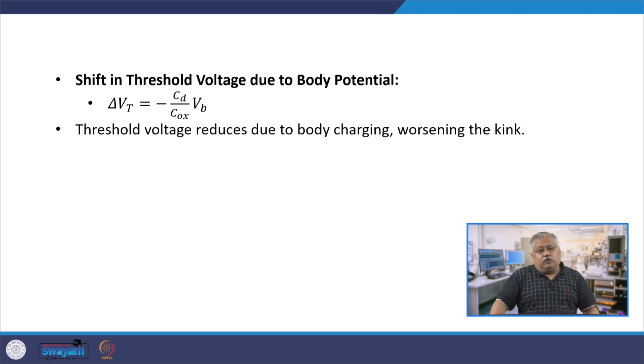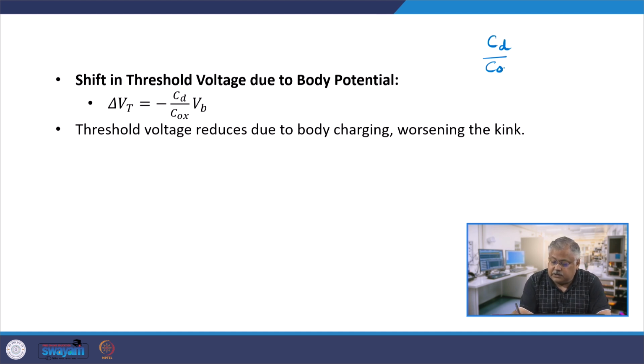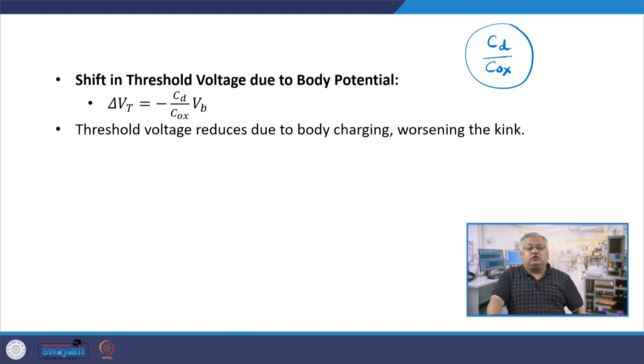The change in the threshold voltage, just note down the equation at this stage, is delta VT equals minus CD by Cox into VB, where VB is the potential. And this is quite interesting: because of impact ionization, the expression CD by Cox is quite critical. That means the ratio of the depletion capacitance to the oxide capacitance becomes quite critical, and this results in the decrease in the threshold. So, higher the ratio of CD to Cox, more will be the change in the threshold voltage.